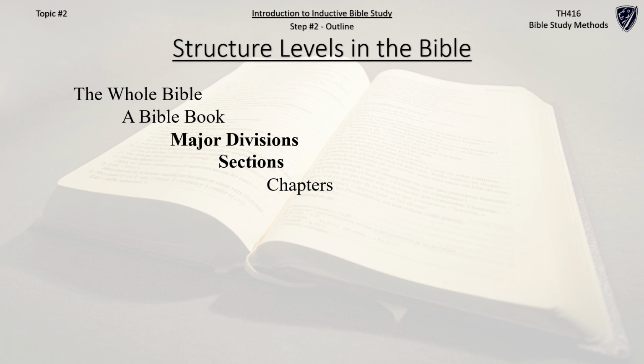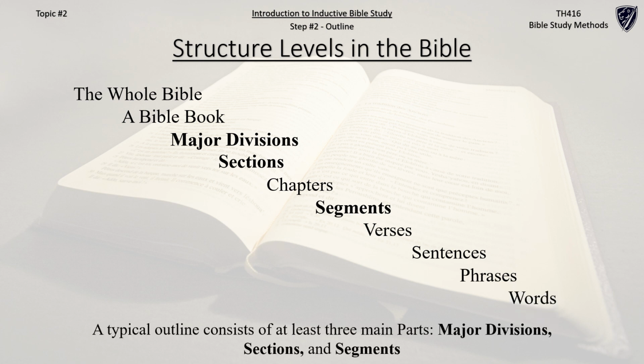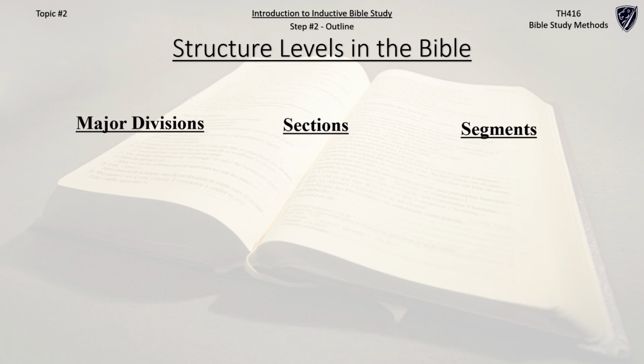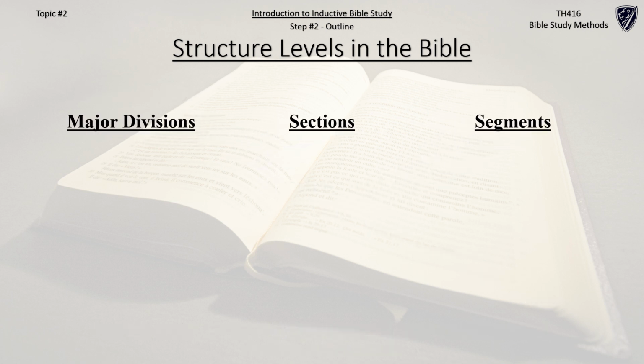And then below chapters, we have segments. And so segments are smaller than a chapter, but bigger than just one verse, usually several verses. And we'll get into that in a second here. And so below that, you've got verses. And then after verses, you've got sentences, and then phrases, and then words. The outline, however, typically consists of at least those three main parts: major divisions, sections, and also segments. And so let's take a deeper look at all of those three aspects.